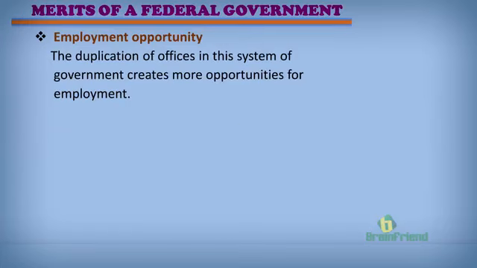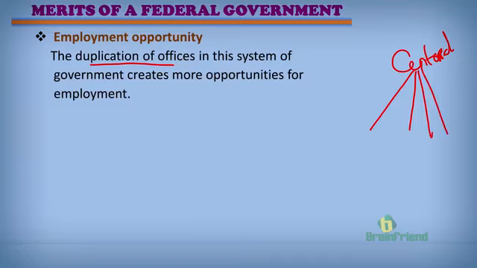And lastly, employment opportunities. As a result of the duplication of offices in the federal system of government, like we said, where we have offices at the central level, or central government, we have these offices duplicated at the state level too. For example, we have the office of the Minister of Education. At the state level, we still have the Commissioner for Education.